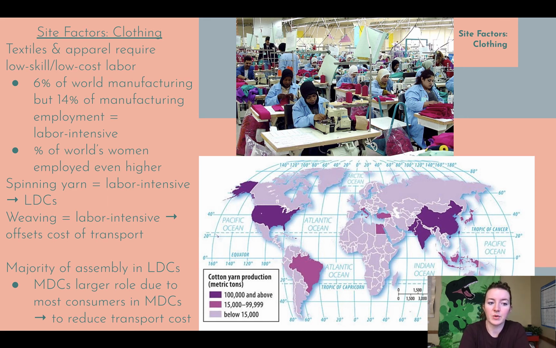So 6% of world manufacturing is textile and apparel, but 14% of manufacturing employment is in the textile industry. So they're disproportionately large in the number of the workers they employ. This means that it is incredibly labor intensive. The percent of the world's women employed in the textile industry is even higher than that 14%. So the numbers of men are going to be quite low. The numbers of women are going to be quite high.